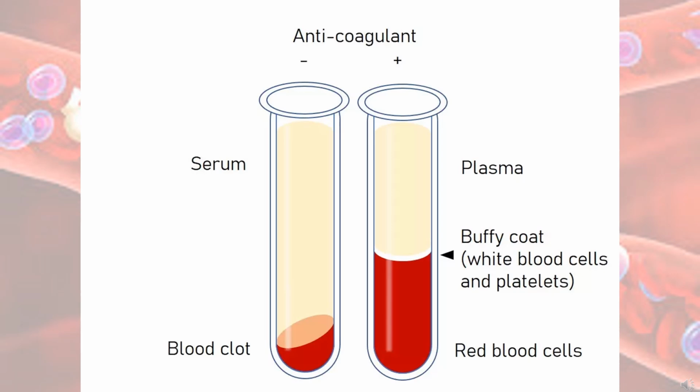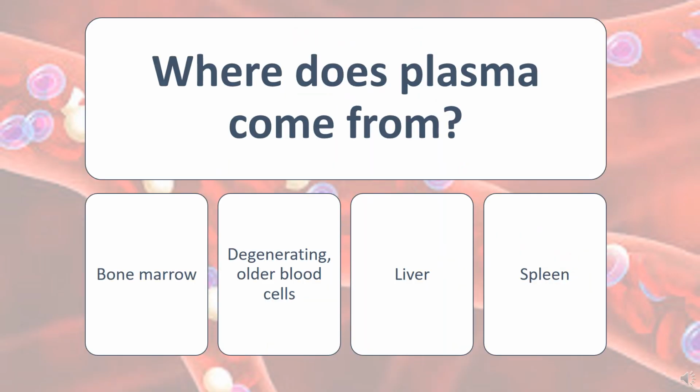Plasma and serum are liquid components of blood, with the primary difference being that plasma contains clotting factors, fibrinogen, while serum does not. Plasma is obtained by adding an anticoagulant to blood, whereas serum is the remaining liquid after blood has clotted.